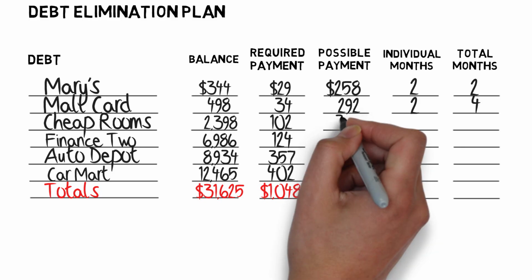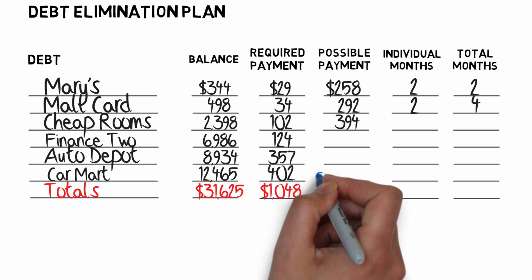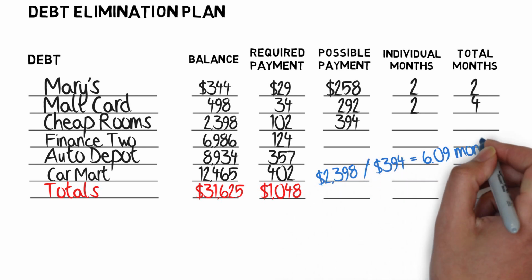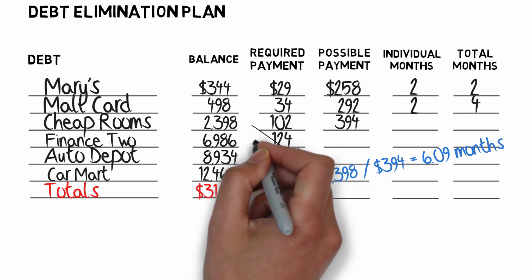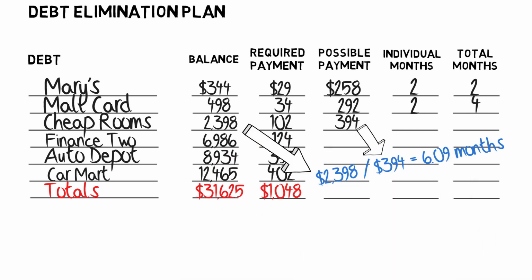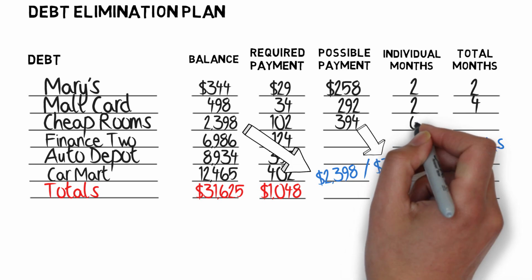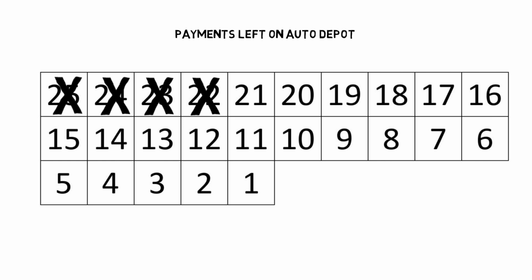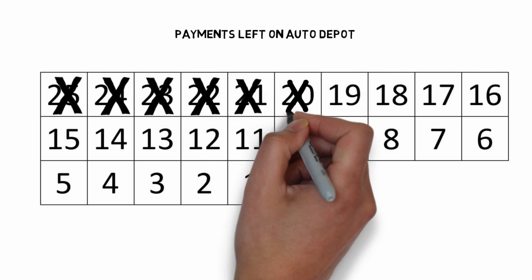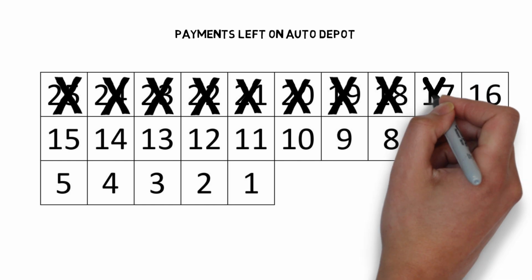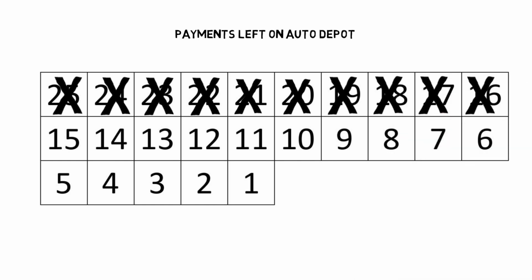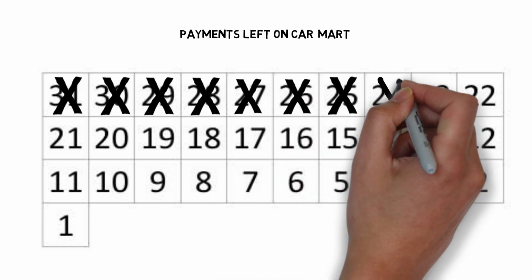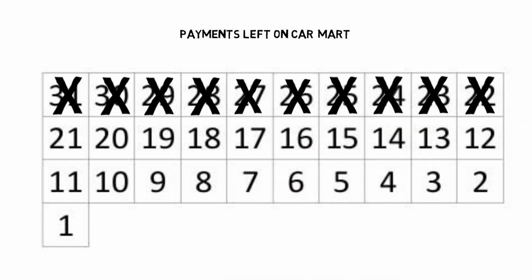In 4 months, the money allocated to Mall Card can be added to the $102 they had been paying on Cheap Rooms. Once that happens, you can calculate that it will take them 6 more months to pay off this next debt. Adding these 6 months to the 4 it took to pay off the first 2 shows a cumulative total of 10 months. Once Cheap Rooms is paid, you want to know how many car payments are left. Marking off 6 indicates there will be 15 remaining on Auto Depot. Doing the same thing for Car-Mart tells you that Joe and Sue will have 21 payments remaining on their second car.